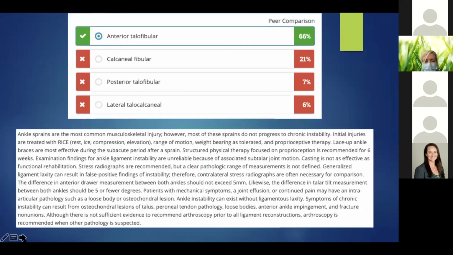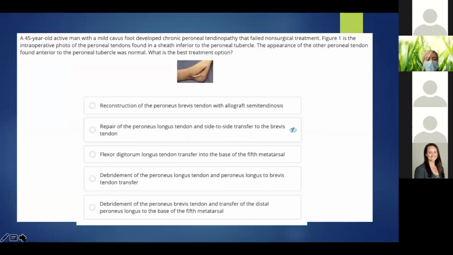All right. So again, focused physical therapy, proprioception. So they talk about 5 millimeters as the cutoff. So I would agree with you. That doesn't look like 5 millimeters to me either. Awesome. Yeah. Okay. Next one.